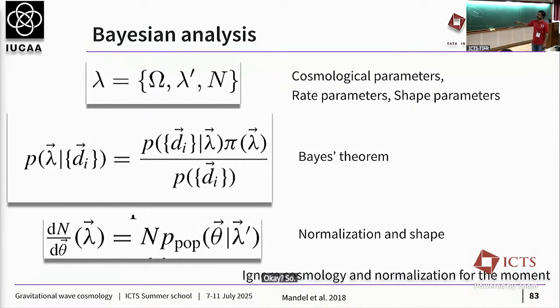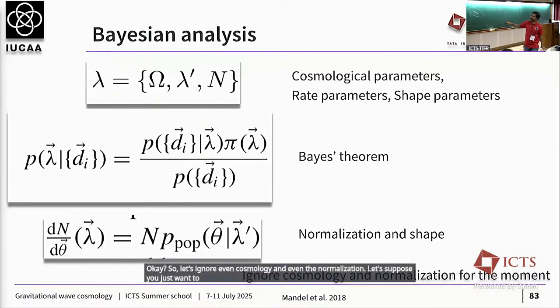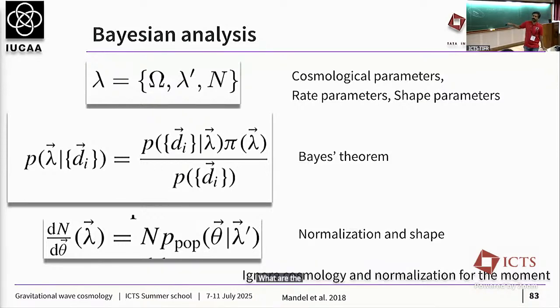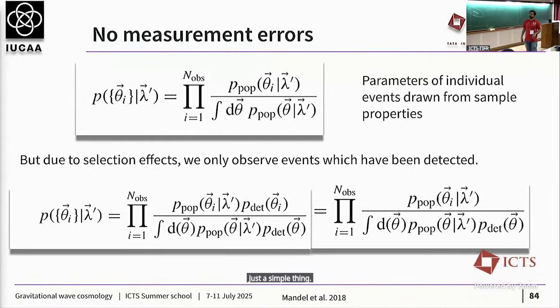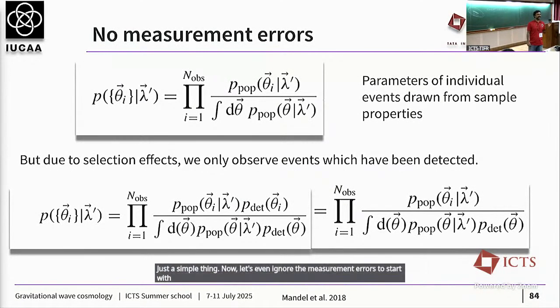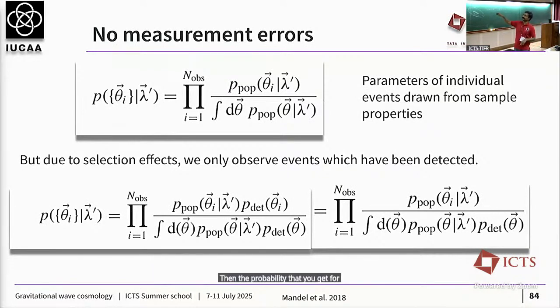So let's ignore even cosmology and even the normalization. Let's suppose you just want to figure out the intrinsic mass distribution of our events. Just a simple thing. Now, let's even ignore the measurement errors to start with, right? Even if you ignore the measurement errors, then the probability that you get for a theta given the shape parameters lambda_i, what should it be?